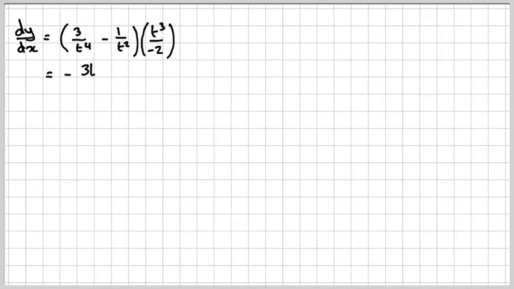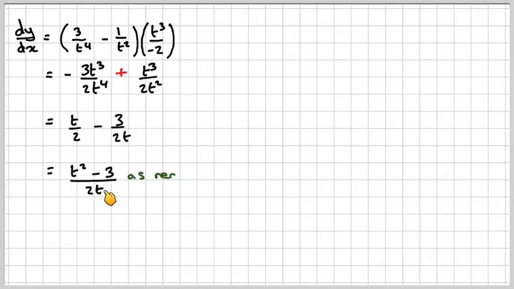Okay, so writing that out again and expanding, we're going to get minus 3t cubed over 2t squared plus t cubed over 2t squared. If we work this out, this one's positive, so it gives me t over 2, and then this one's going to give me 3 over 2t. If we make a common denominator of 2t, it becomes t squared minus 3 over 2t, as required.